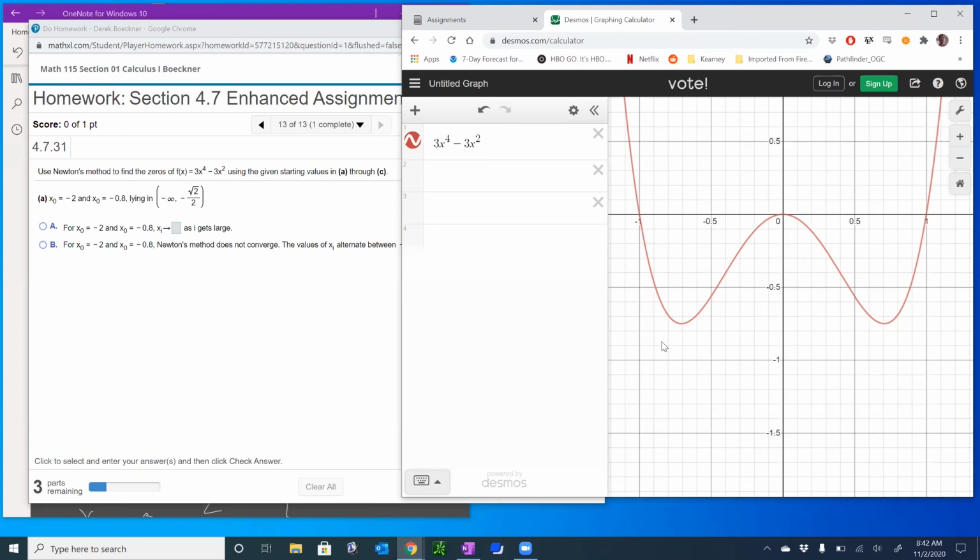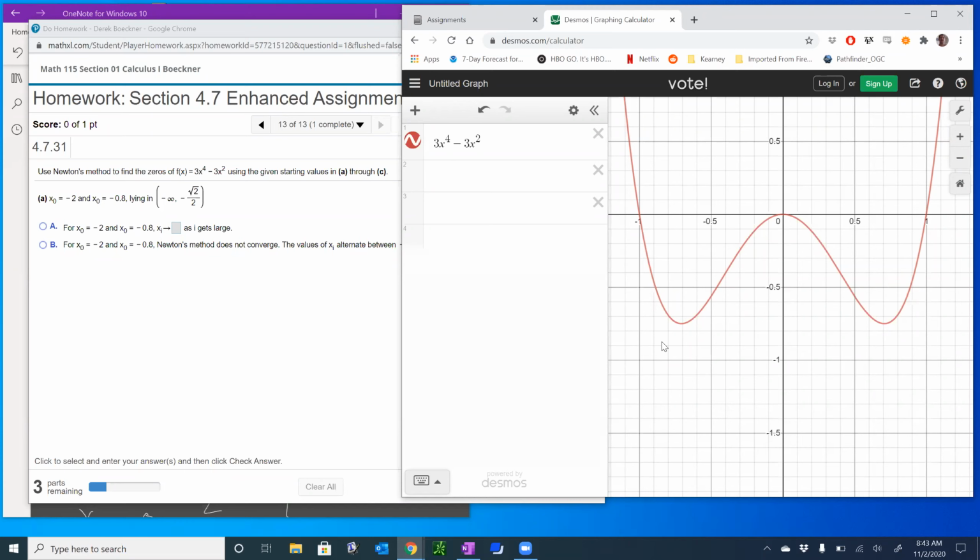If I am here at the maximum, I just have a horizontal line. So picking a maximum or a minimum as your starting point isn't very good, because you have a derivative of 0, and Newton's method says divide by that derivative. So division by 0 is bad. So you don't want to pick a max or a min.